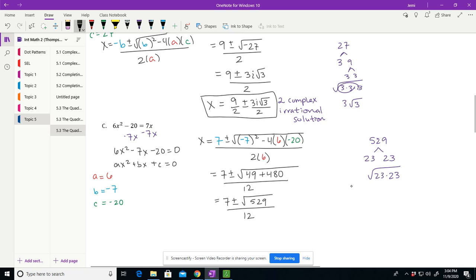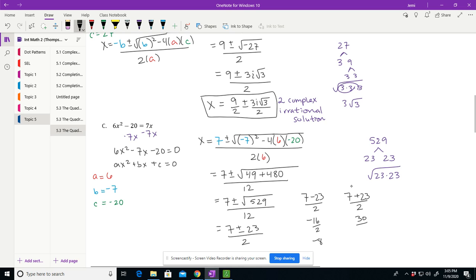All right. So what I have here now is 7 plus or minus the square root of 529, but the square root of 529 is 23. Well, look at all those integers. I'm going to split this up. 7 minus 23 divided by 2, because this is just a real number. Seven minus 23 is negative 16. Divided by 2 is negative 8. 7 plus 23 is 30.